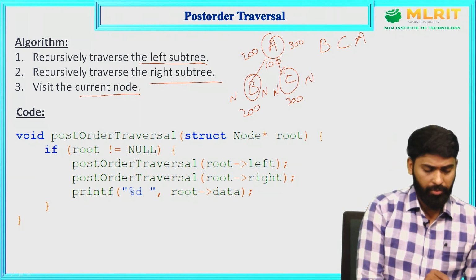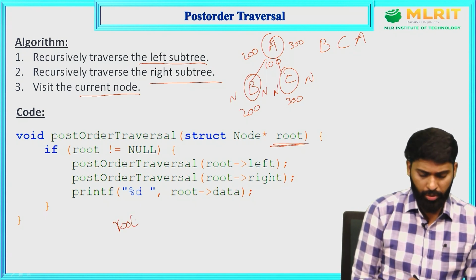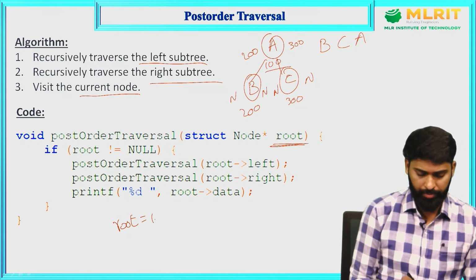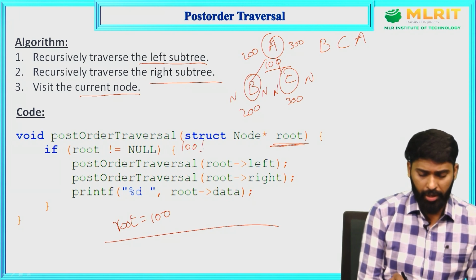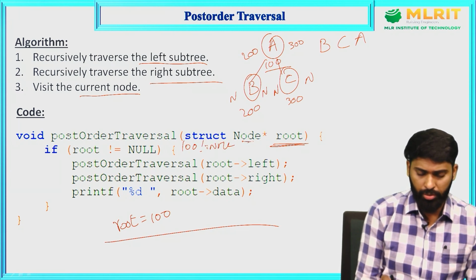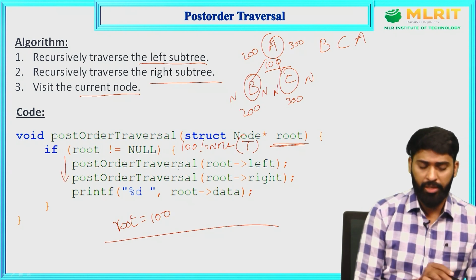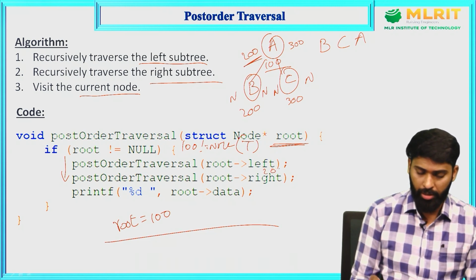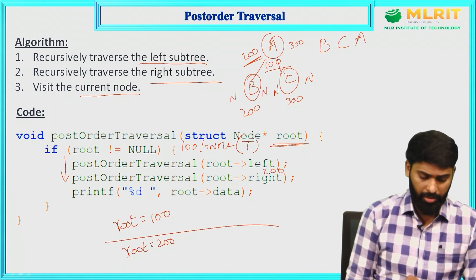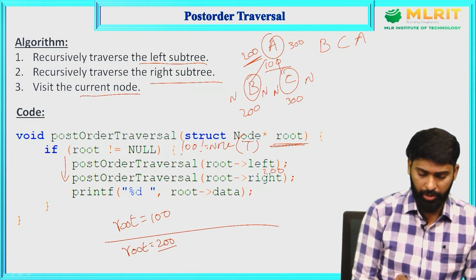Now, we call the function post order traversal with root. So, what is the root now? Root equals 100, in this function call. Now, 100 not equals to null, yes, it is true. So, enter into the block and traverse to left side. Post order traversal, root arrow left. What is the root arrow left? 200. Now, again we call the same function with the root value 200. 200 not equals to null, true.